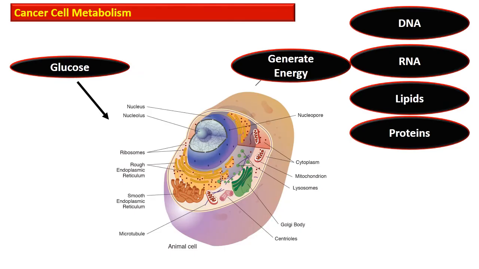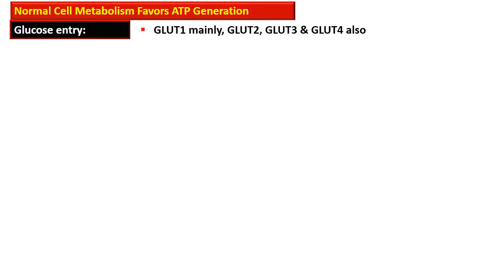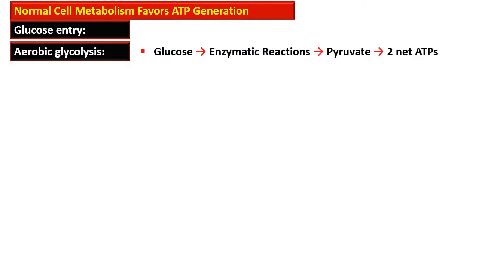Every cell utilizes glucose to generate energy, and this energy is used to form and repair DNA, RNA, lipids and protein. The amount of nutrient which is used by this cell depends on its function. Glucose enters the cell via its transporter. The main is GLUT1, while GLUT2, 3 and 4 are also useful.